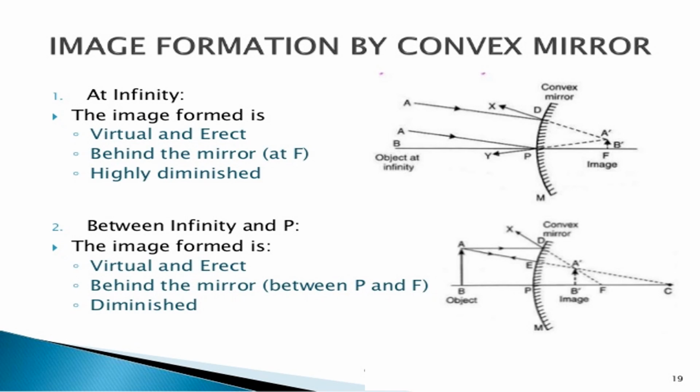So at infinity, when you take the object, what happens here? The parallel rays you are going to get seem like they are going to meet at the focal point. So a highly diminished image we will get here in the first case. Between infinity and pole, anywhere you take, we are going to get a virtual and erect image behind the mirror, somewhere between the pole and focal point, and it is also diminished. So we are not going to draw that many ray diagrams for convex mirrors because everywhere we are getting the same thing.